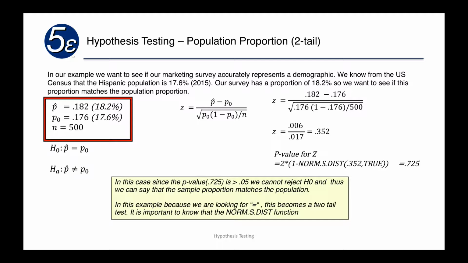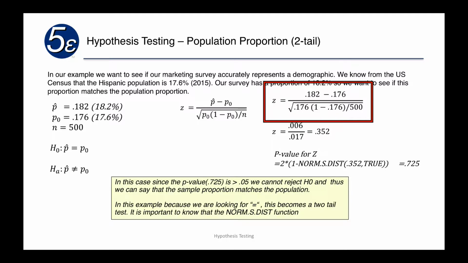On the left side, we set up all of our values. Our P hat, which is the estimation that we had calculated from our sample, is 18.2%. Our P0, which we're going to test against, is 17.6. We have N of 500. We had sampled 500 people in this survey. And we set up our hypothesis test right below it, which is P hat equals P0. That's our null hypothesis. And our alternative hypothesis is that P hat is not equal to P0.